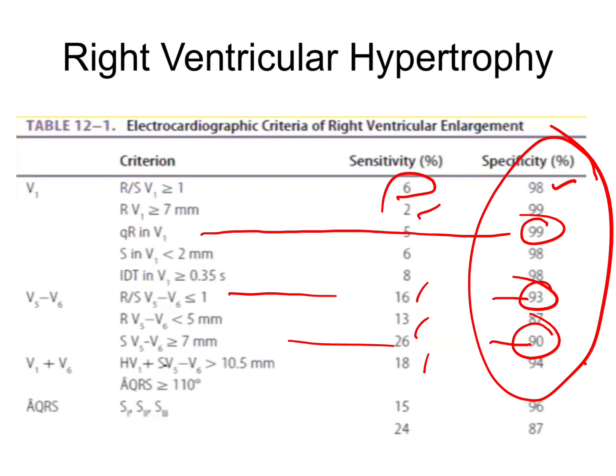To find out the exact right ventricular hypertrophy, we have to do a 2D echo. That is the gold standard to diagnose right ventricular hypertrophy. ECG just gives you the idea that the patient is having right ventricular hypertrophy.